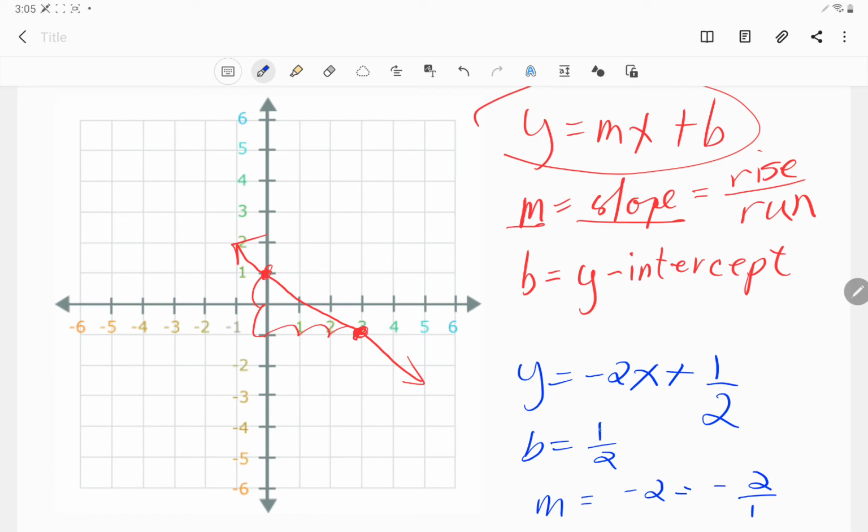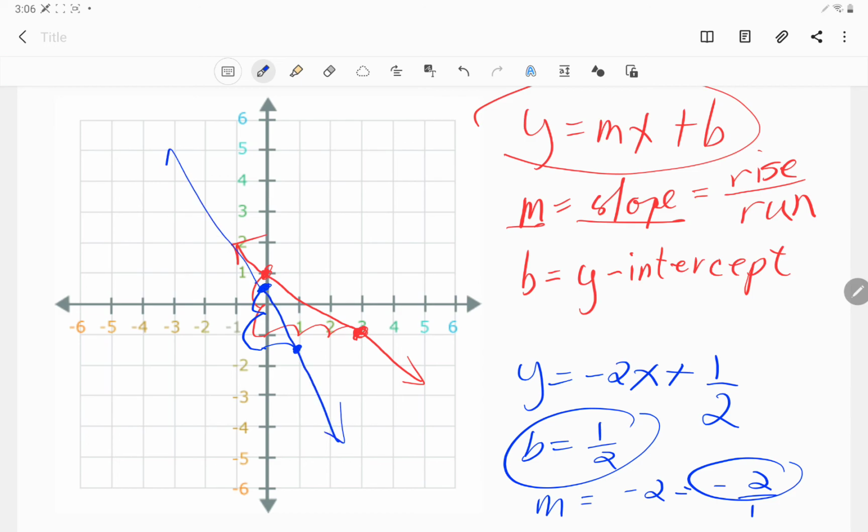The first thing we're going to do again is plot our y-intercept, which is positive 1/2. If this is our 1, between 0 and 1 is where 1/2 is, around here. And then our rise is negative 2, so that means 1, 2 down, and our run is positive 1 here. So this is the graph of y equals negative 2x plus 1/2.